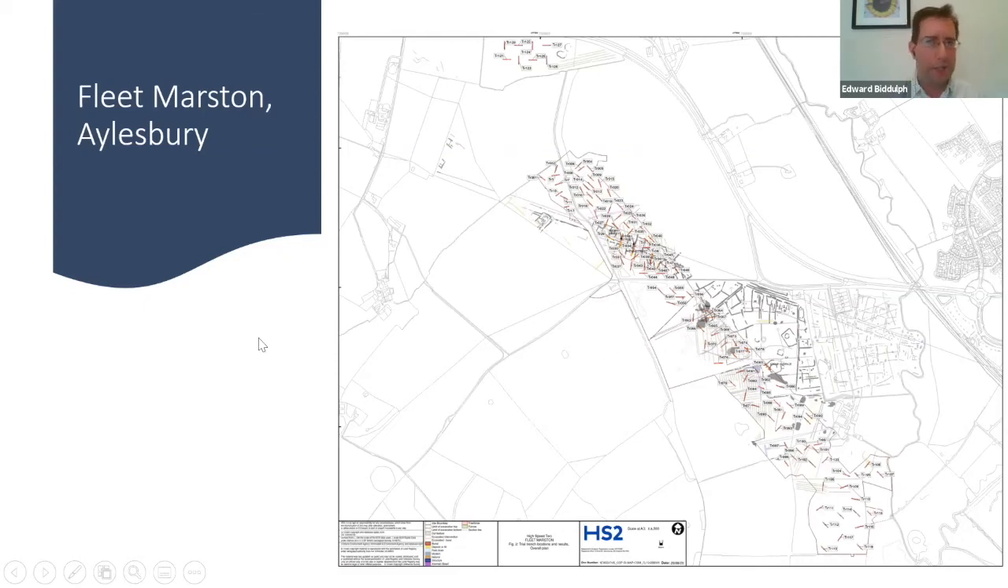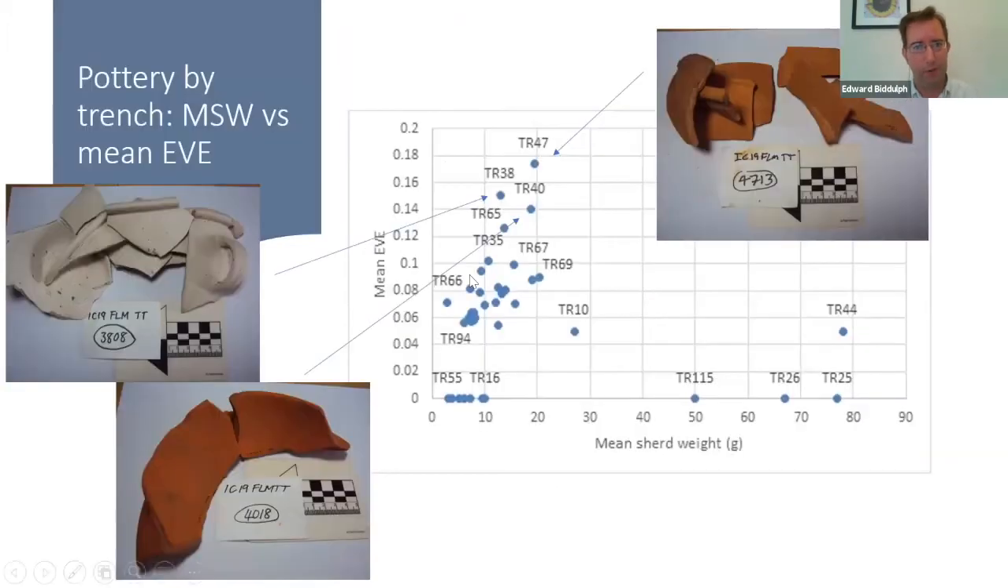So when I looked at the pottery for this evaluation, I again calculated mean sherd weight and mean eves for pottery by trench, and I plotted them on this graph. What really jumps out are these trenches with relatively high mean sherd weight, but also the highest mean eve, right at the top here. So where are those?